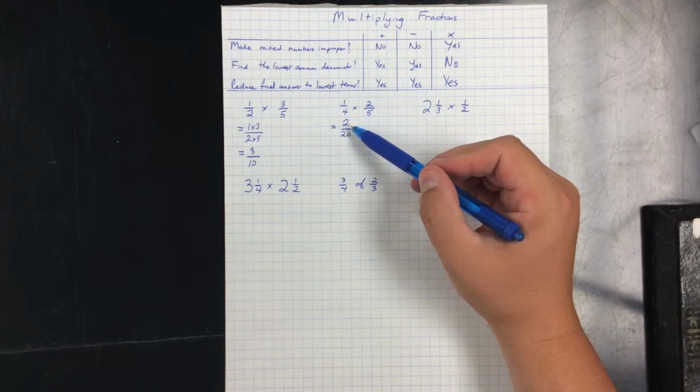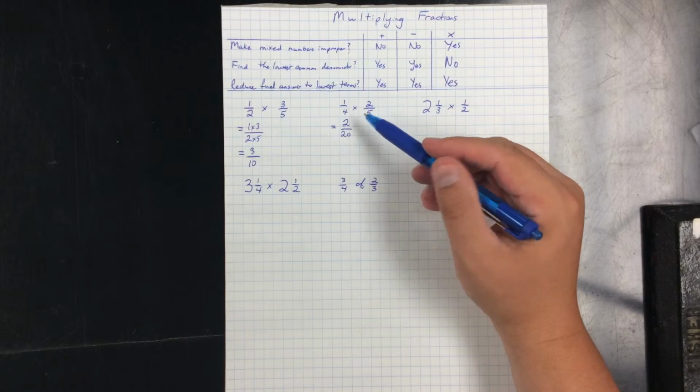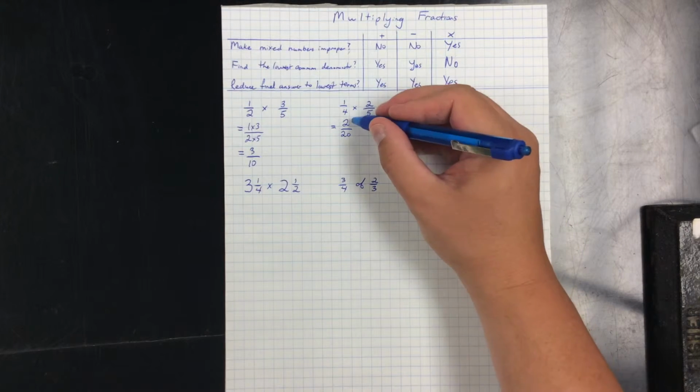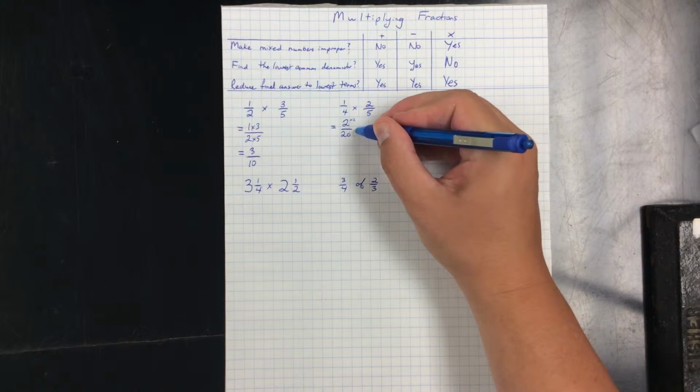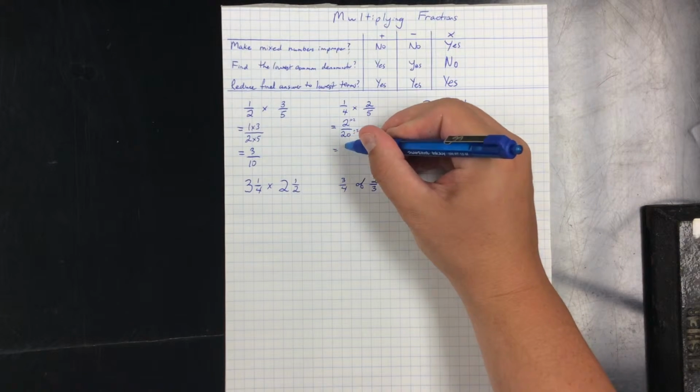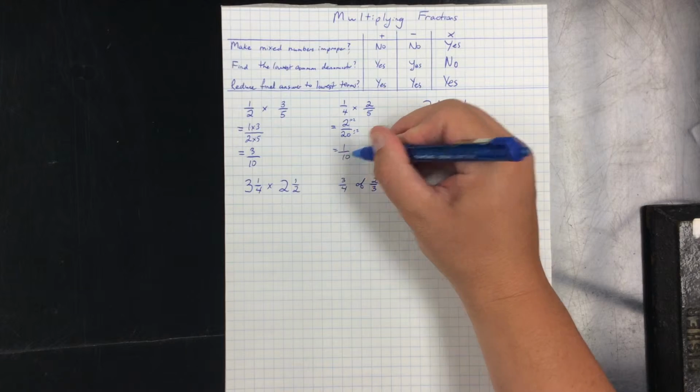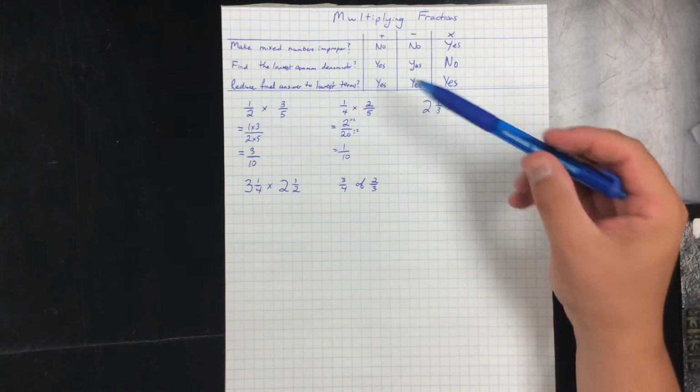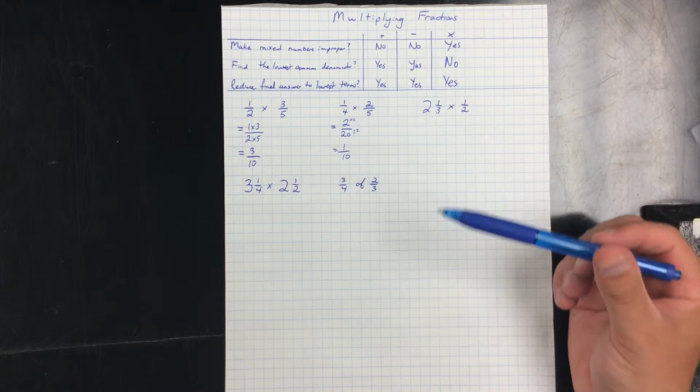2 and 20 are both even, which means they will reduce. So 2 divides by 2, and so does 20. 2 divided by 2 is 1, 20 divided by 2 is 10, so the answer is 1/10. So 1/4 times 2/5 is 1/10.